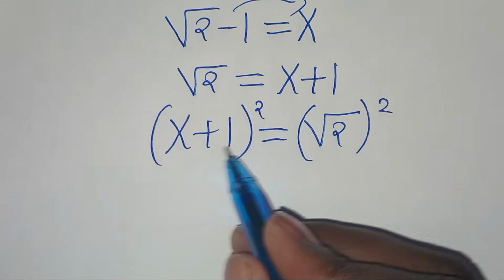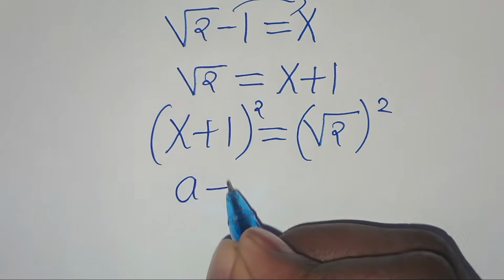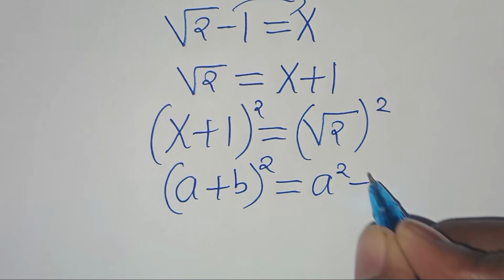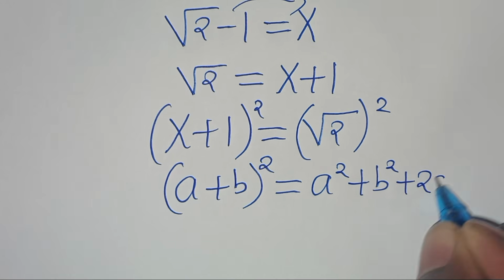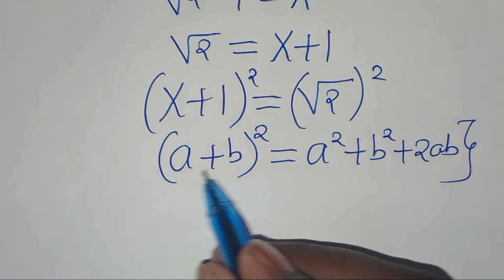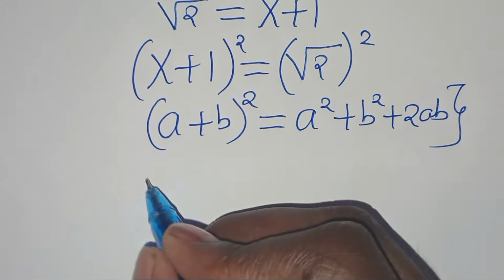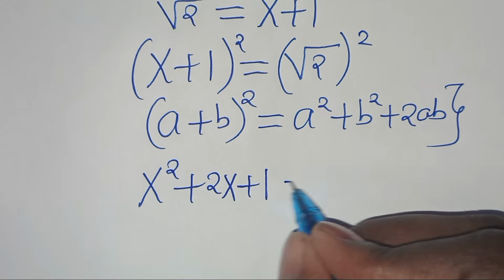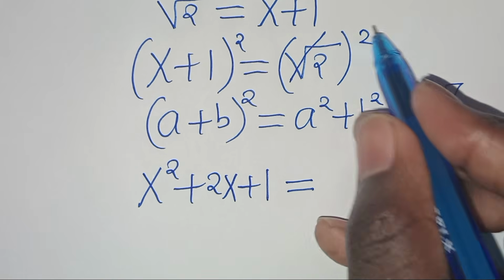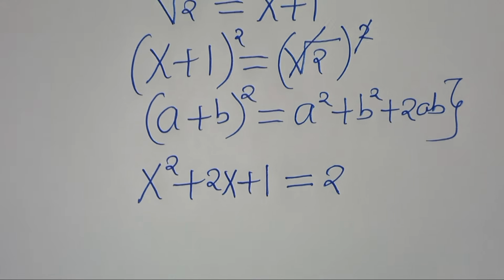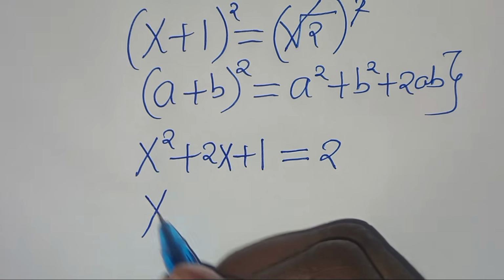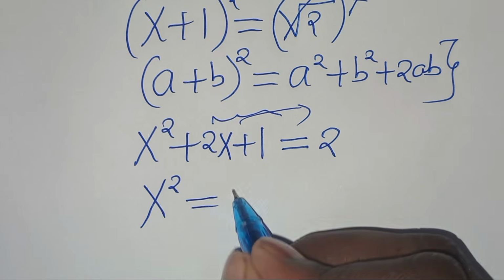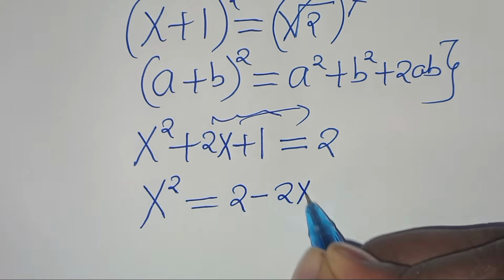So that now x plus 1 to the power of 2, this is in the form of a plus b raised to the power of 2, so that we have a to the power of 2 plus b to the power of 2, then plus 2ab. Let's apply this algebraic identity so that now we have x to the power of 2 plus 2x, then plus 1. This is equal to, now let's eliminate the square root sign here, this is equal to 2. So this means that we have x to the power of 2. Let's take 2x plus 1 to the right hand side. So this becomes 2 minus 2x minus 1.